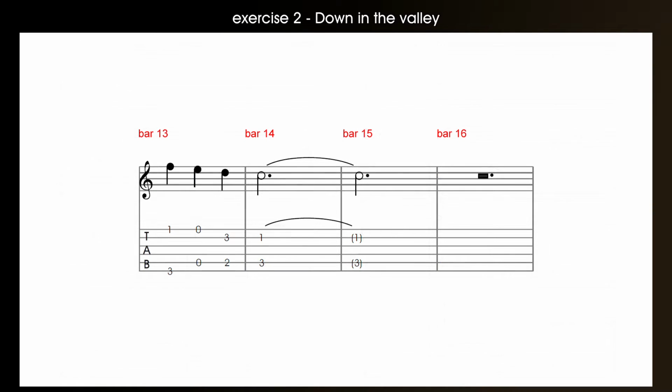If you look at the last line of the first page and the first 2 bars, you'll notice that the higher part is always moving in the opposite direction to the bottom part. So in the first bar, the high part is going down and the bass part is coming up to meet it. And this is called counterpoint.